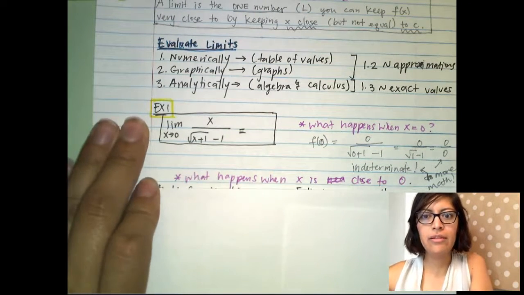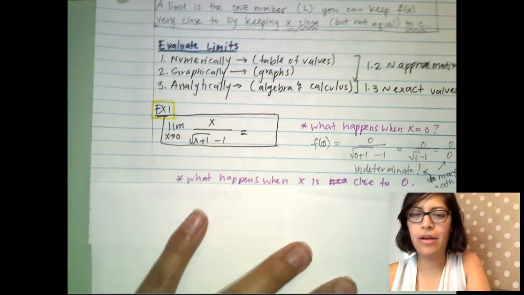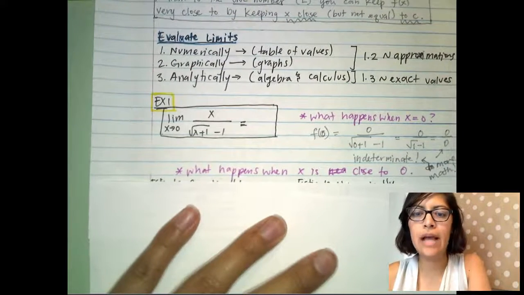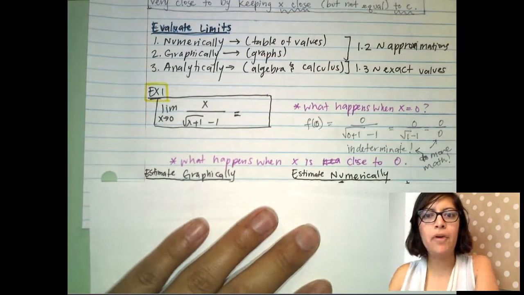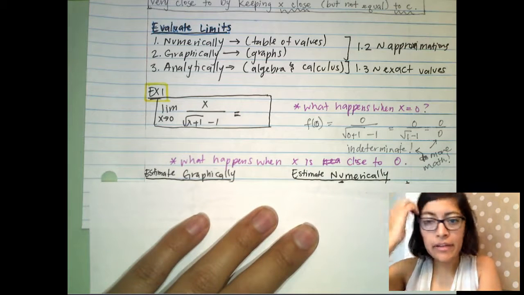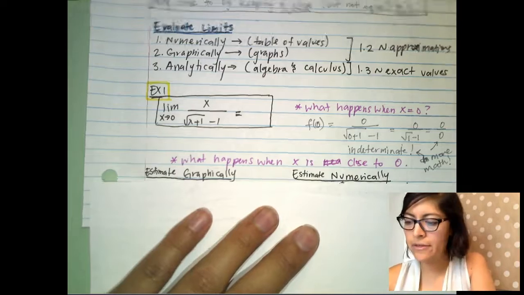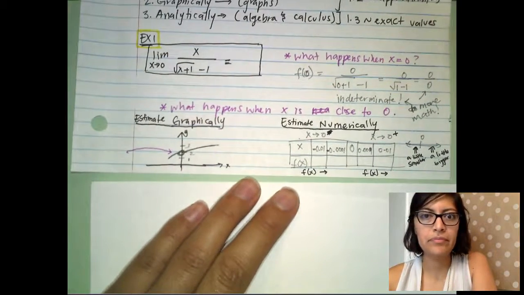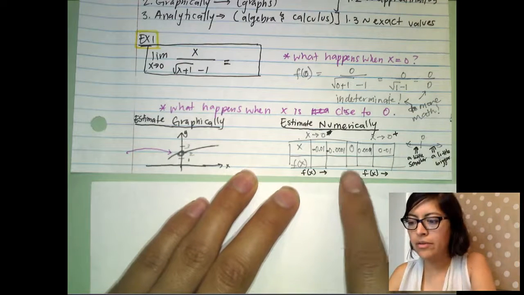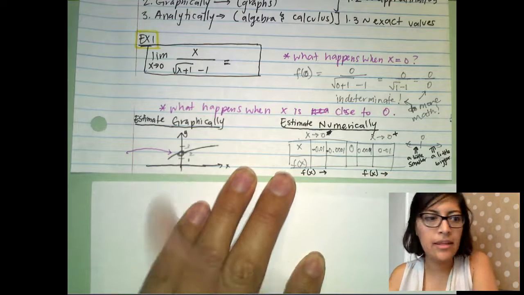So let's see what happens when x is close to 0. Not when it's exactly equal to 0, but what happens when it's close to 0. We're going to estimate graphically, and we're also going to estimate numerically using a table of values. So we're going to graph this. When we graph this, the graph looks like this.